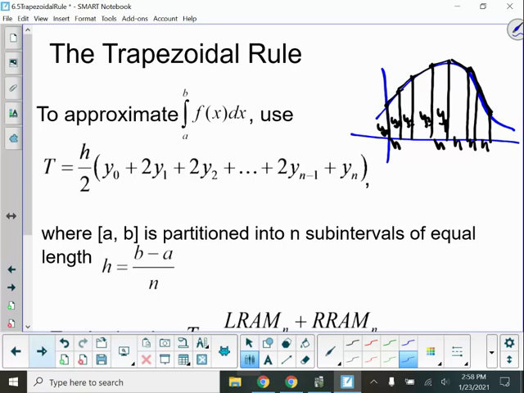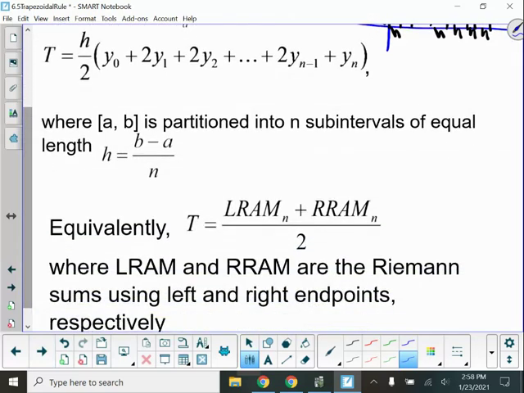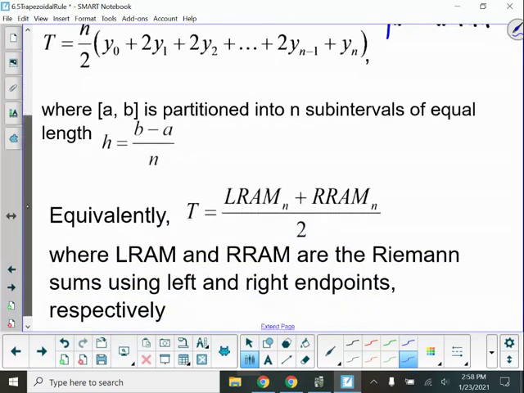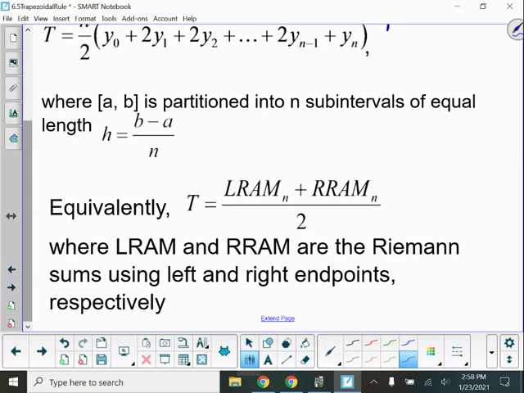And the interesting thing about the trapezoidal rule is that it is actually the average of your LRAM and your RRAM for whatever n you decide to have. One of the questions in your homework, I believe, does ask you to prove this. So you would write out your LRAMs, write out your RRAMs, do the divide by 2, and you'll see that it ends up being the exact same formula as the trapezoidal rule.